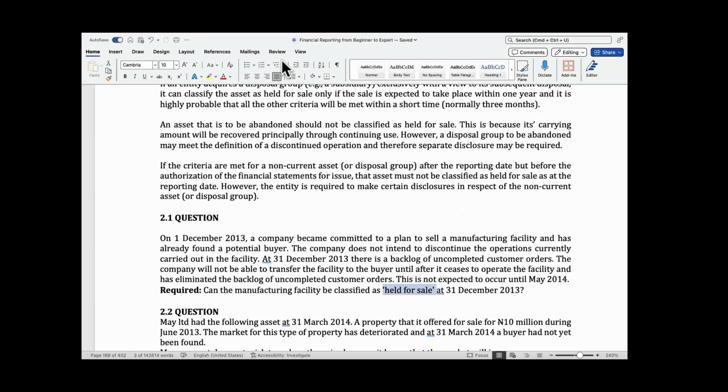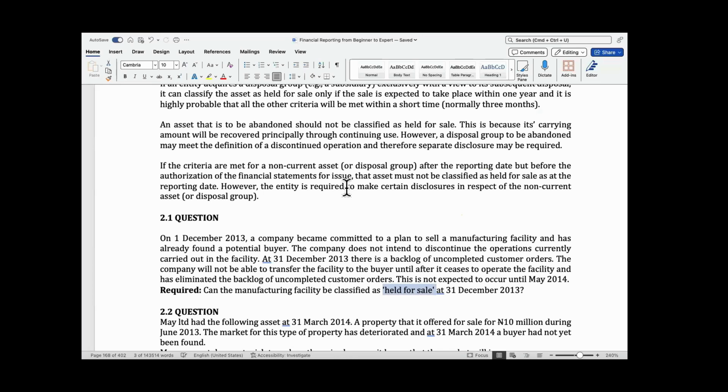That's correct. That's absolutely correct. So it is no, and that's just the reason they are not ready to release. So this asset is not available for immediate sale in its present condition. And that's it.